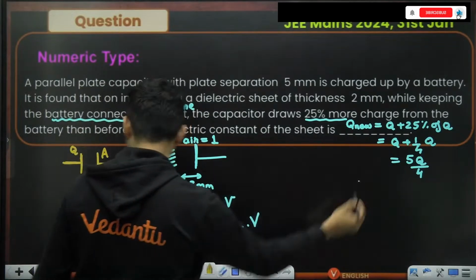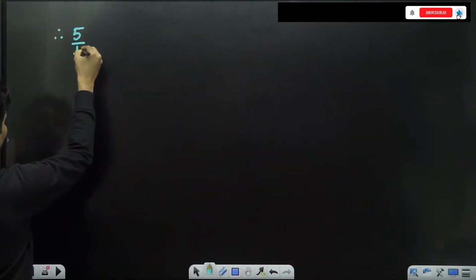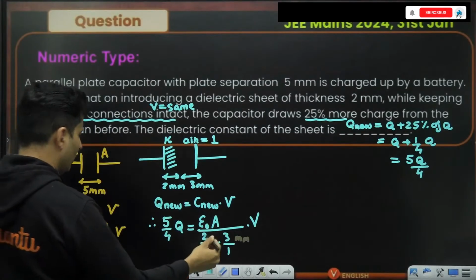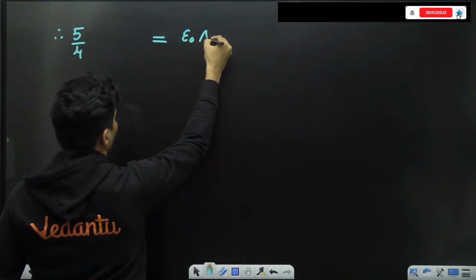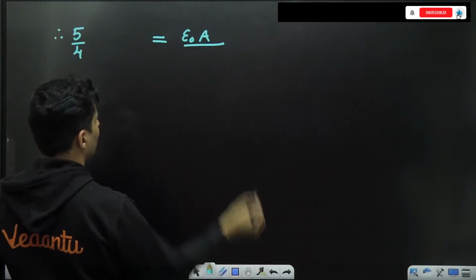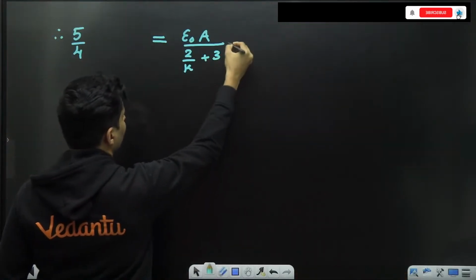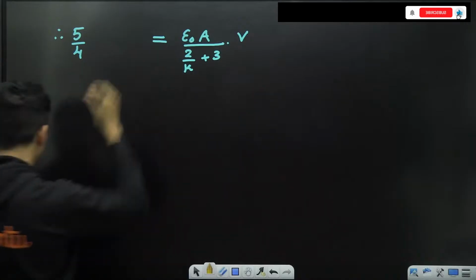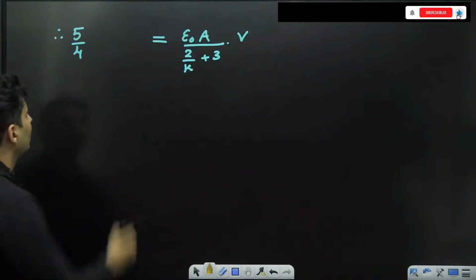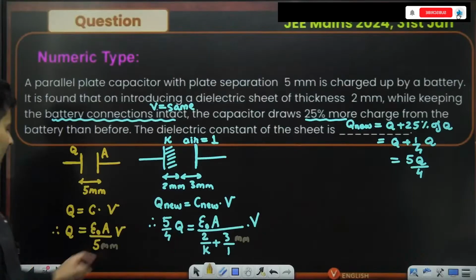Maybe I will take another slide for this. So we have 5 by 4 times Q, equal to epsilon naught A divided by (2 by K plus 3), times V. On the left hand side, this charge Q I replace with epsilon naught AV divided by 5. Why did I replace this?